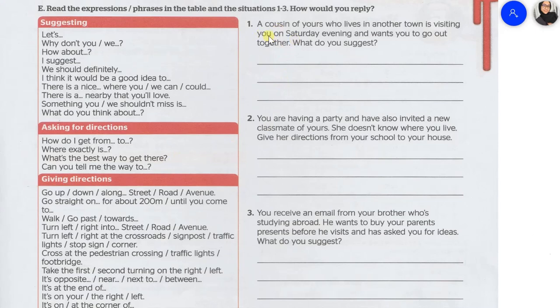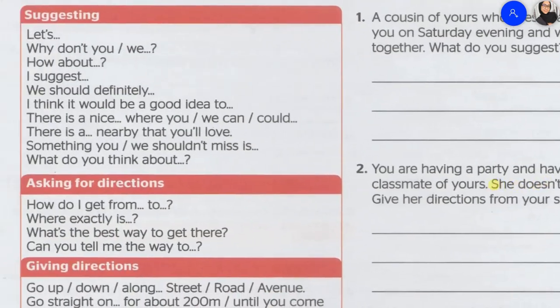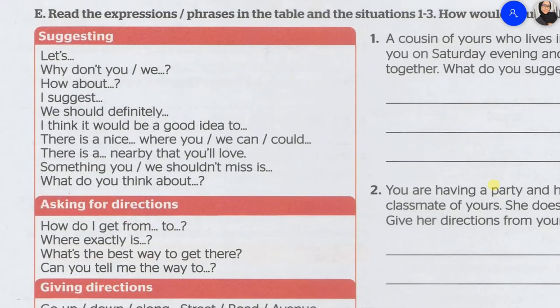Okay, let's look at the situation. A cousin of yours who lives in another town is visiting you on Saturday evening, and wants you to go out together. What do you suggest? So I'm going to use one of these expressions here for suggesting things. I think I'm going to use this one. There is a nice something where we could blah blah blah. All right, so let's use this one. This one, right? I'm going to underline this.